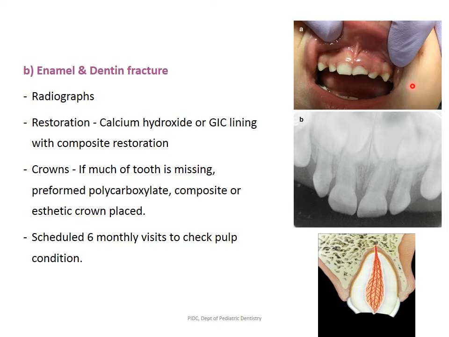Crowns can also be given if a large tooth surface is missing. Preformed polycarboxylate or composite or aesthetic crowns can be placed, and the patient is recalled every 6 months for a checkup.